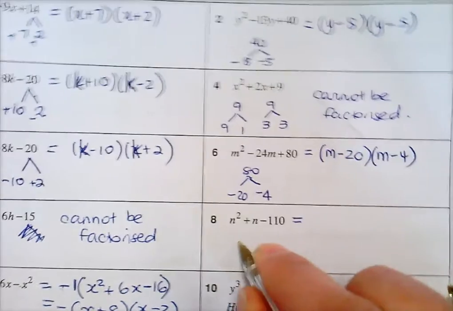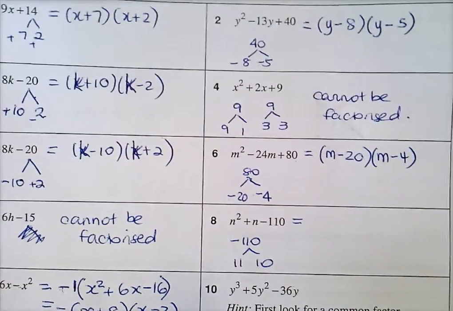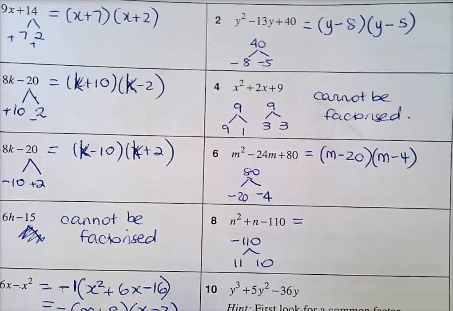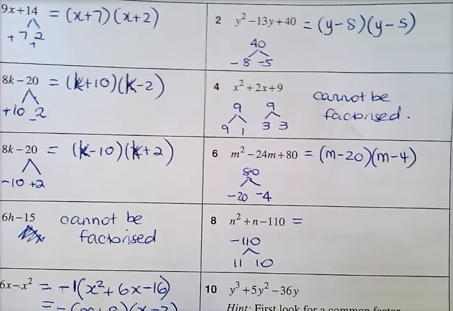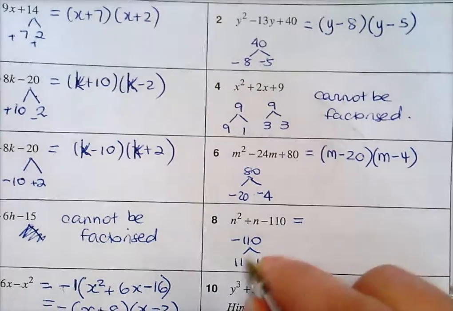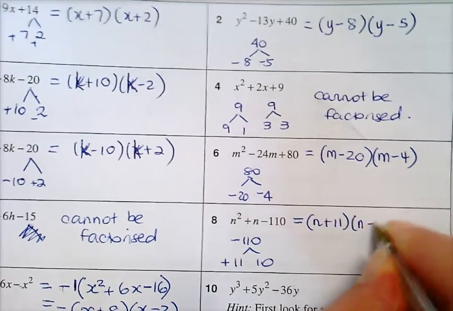(m - 20)(m - 4). All right. What are the two numbers, girls? 11 and 10. 11 times 10. Which one, more minuses or pluses? Plus 11. So it's (n + 11)(n - 10).